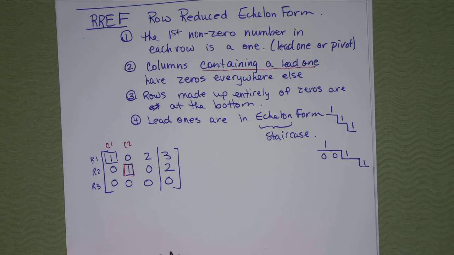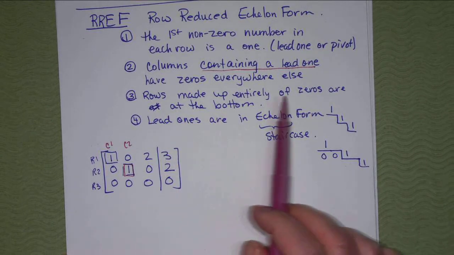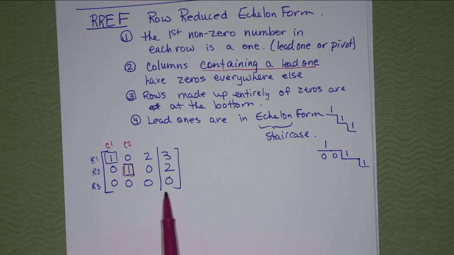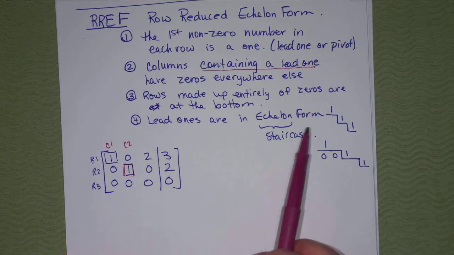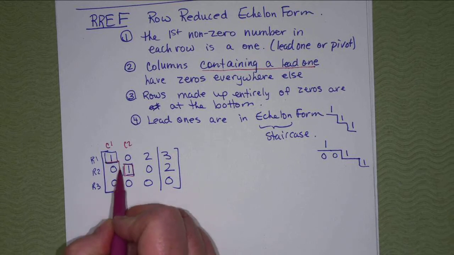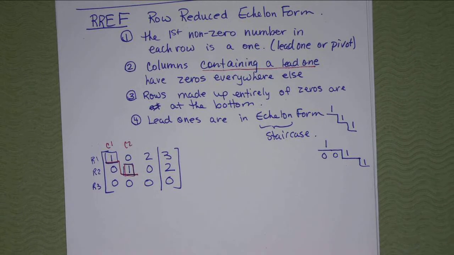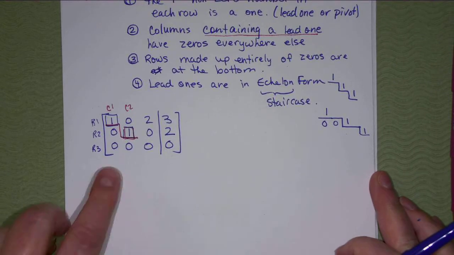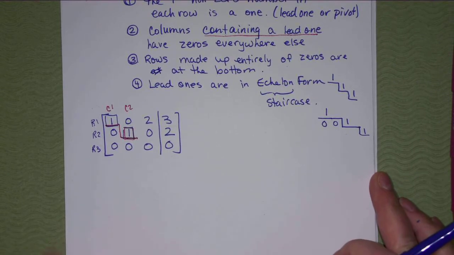Rows made up entirely of zeros are at the bottom. So that's there. And the lead 1s are in echelon form. This one is to the left of the one in the row below it. Okay? So I'm going to write a couple matrices down. You've got the criteria written down, so you're not going to be able to see it when I move it. I'm going to put a few down, and you tell me if they are or are not in row reduced echelon form. Okay?